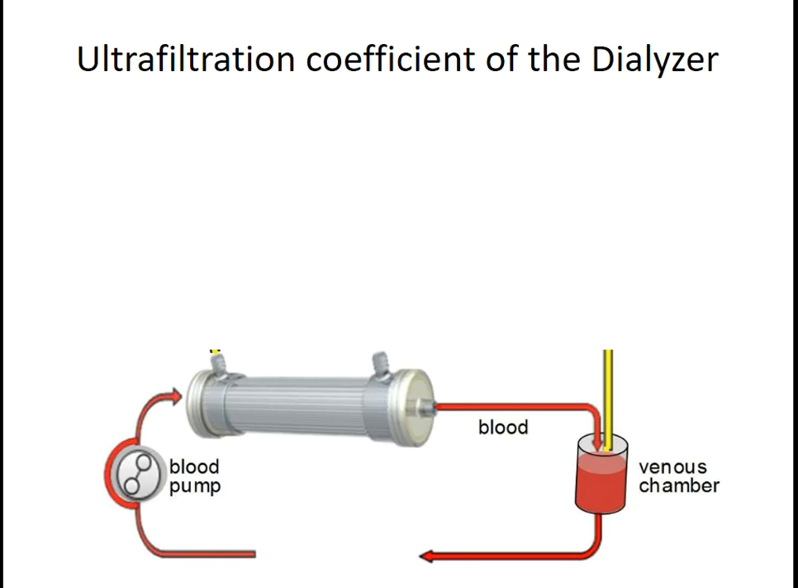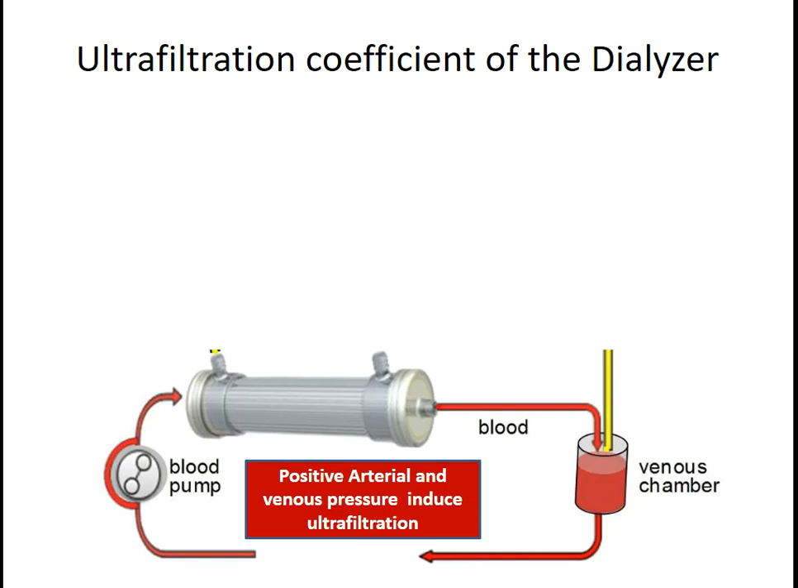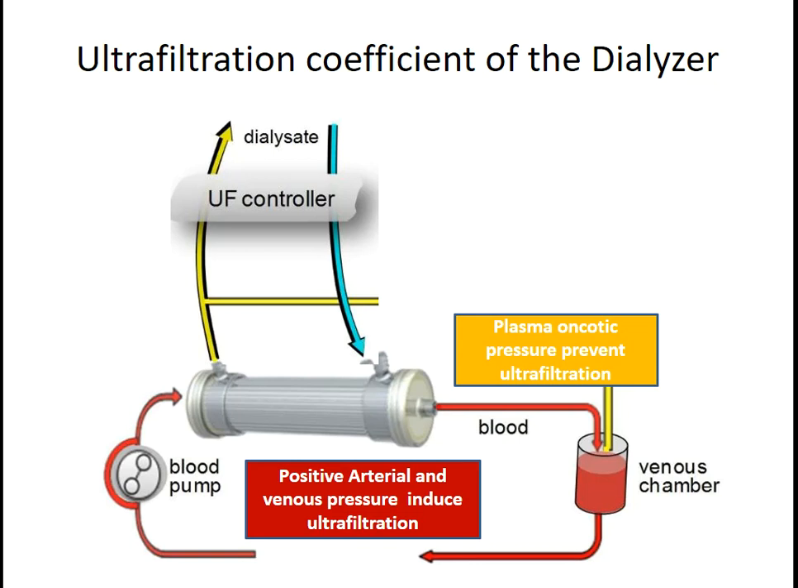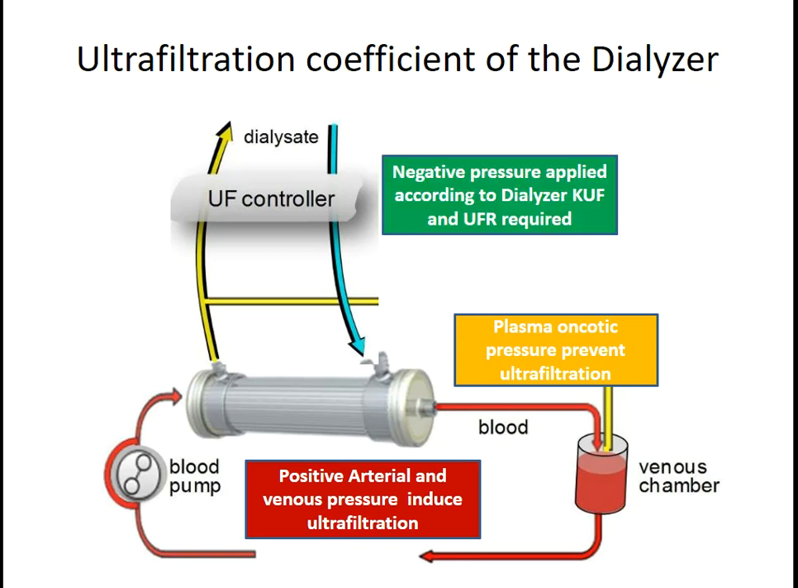The ultrafiltration coefficient of the dialyzer. When blood is passing through the narrow fibers, a positive pressure in the arterial and venous side induces ultrafiltration. Against that is the plasma oncotic pressure, which prevents ultrafiltration. The hemodialysis machine has an ultrafiltration controller. Negative pressure is applied according to the dialyzer KUF and the ultrafiltration rate required. Moving of the blood, filtering the excess fluid required depends on the dialyzer KUF.